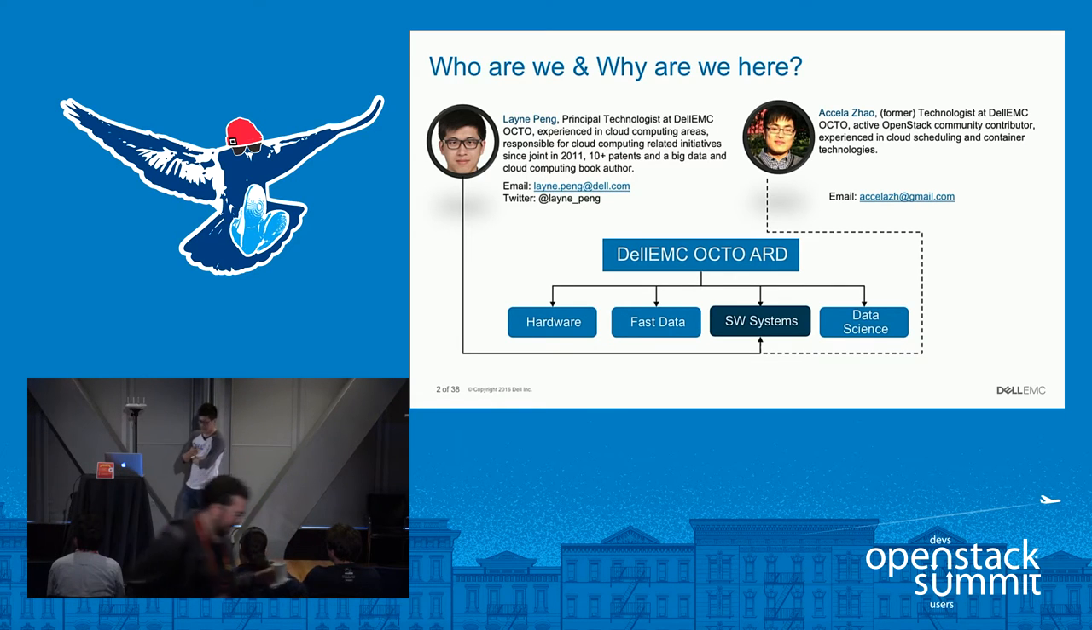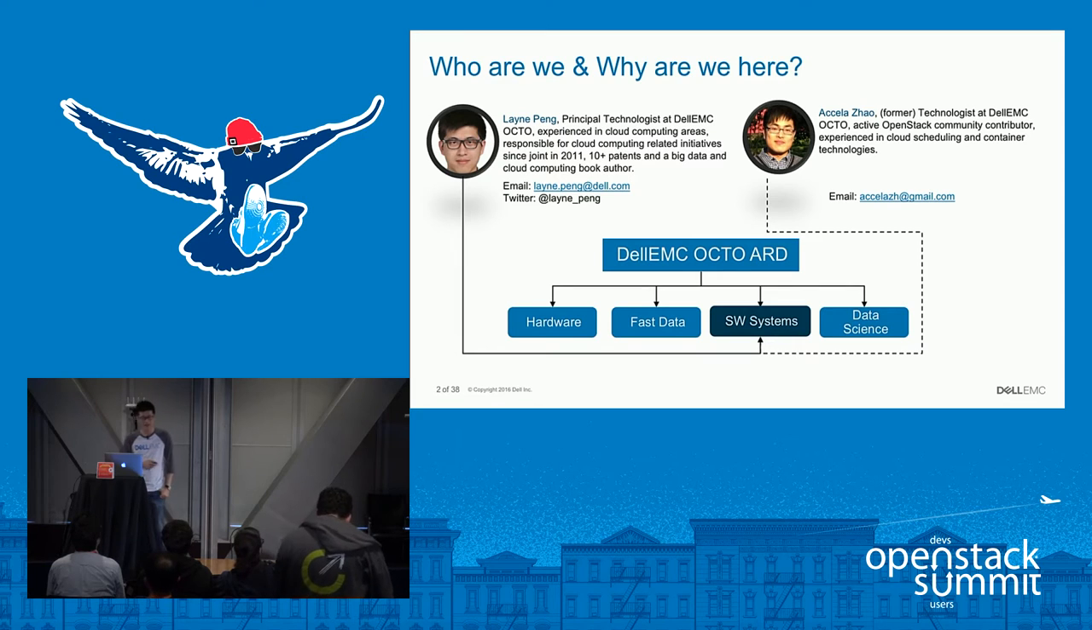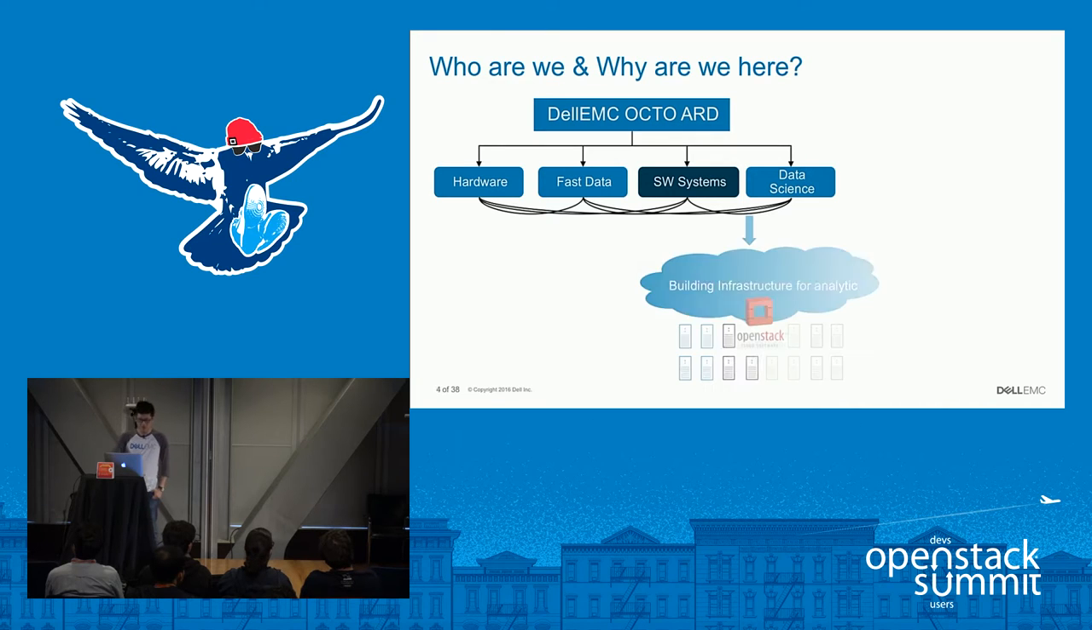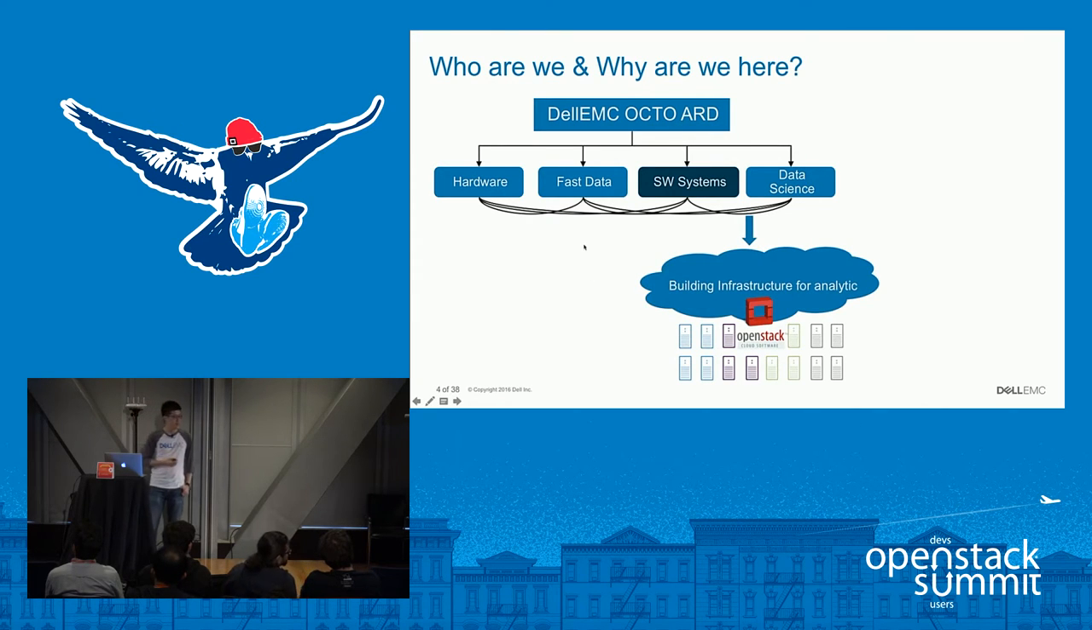As you see, both Ethel and I work in the Dell EMC office of the CTO, ARD team, and there are four directions in the ARD team: fast data, hardware, software infrastructure, and data scientists. Of course, as one team, we work closely across all four directions. The data scientists are very good at maths and do a lot of algorithms. Modern machine learning is based on infrastructure, so we provide a lot of calculation capability for them, and we manage our infrastructure with OpenStack for them.